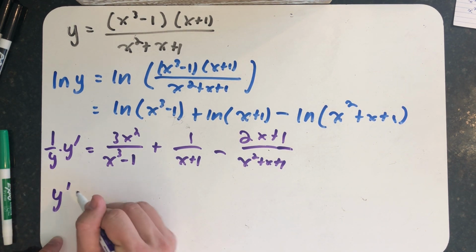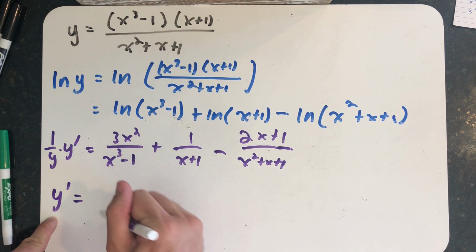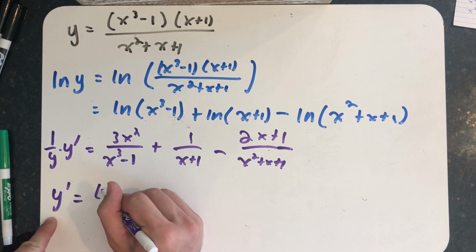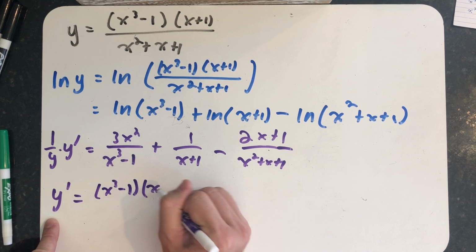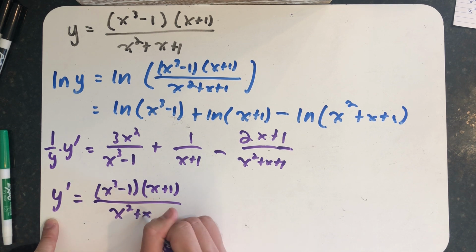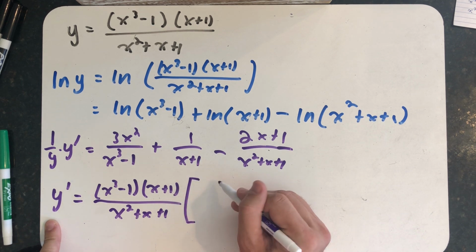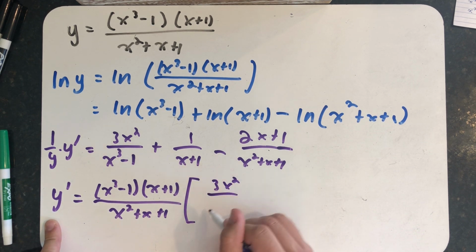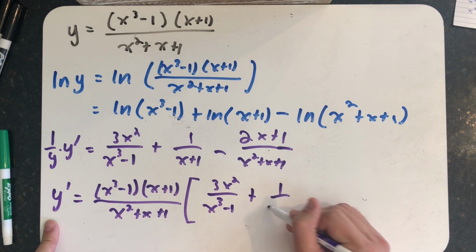And so now I need to get y prime by itself, so I have y times all that stuff. So instead of writing the variable y, I'm just going to write the expression, kind of solving for y prime and substituting back in one step. And following the process of logarithmic differentiation, I've arrived at my answer. And it's not a pretty answer.